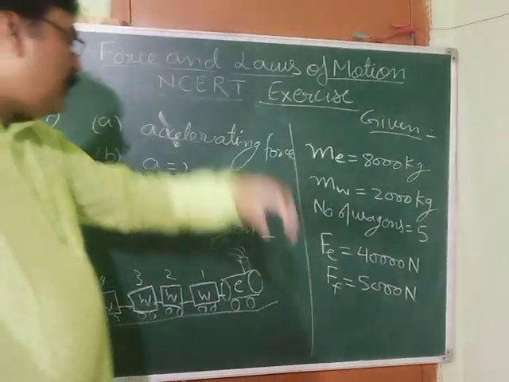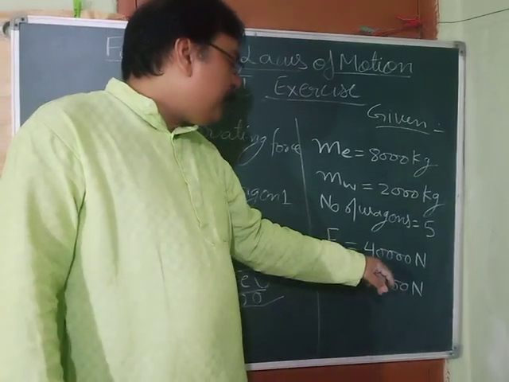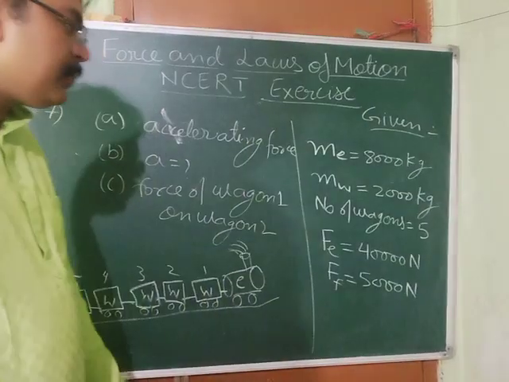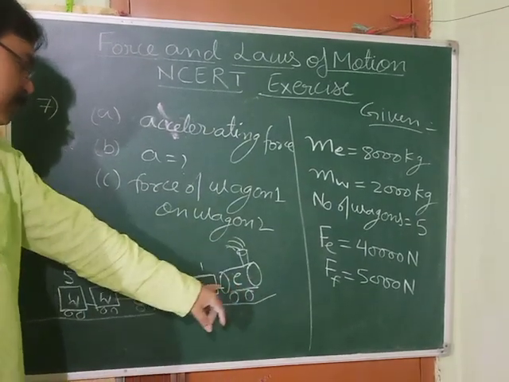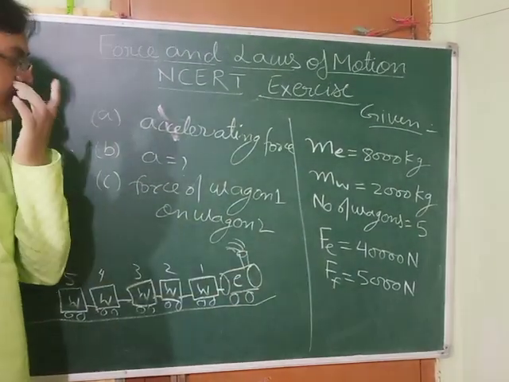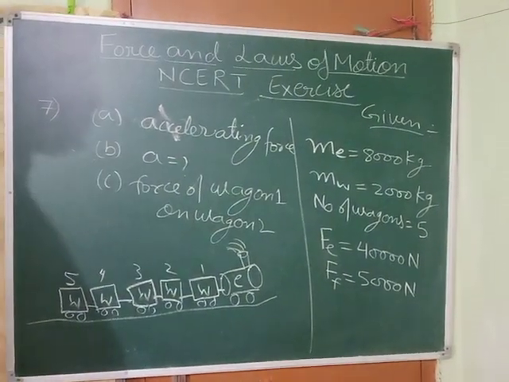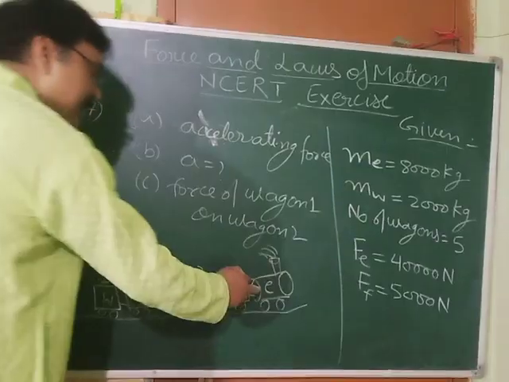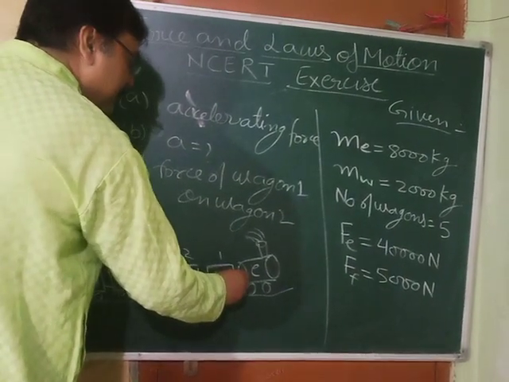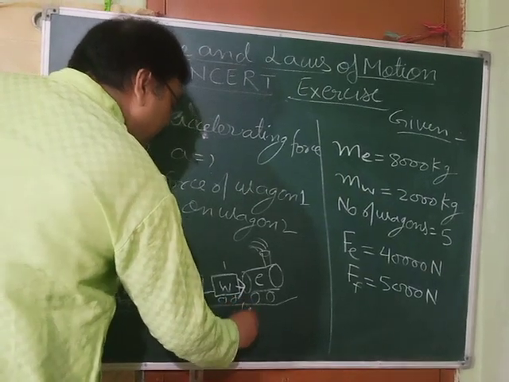The engine is applying force of 40,000 Newton. How much force is this engine applying on these wagons? It is applying 40,000 Newton. Remember, the engine is applying force on these wagons. That means here how much force is acting? 40,000 Newton.